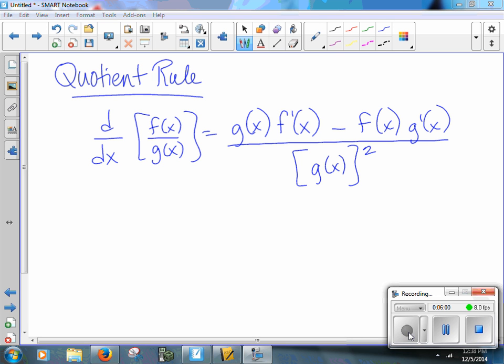Now, this is the formula. I don't know about you, but when I look at this, it's kind of like, what? It looks a lot like the original, but what's different? The product rule, we add, right? The quotient rule, we end up subtracting and dividing by a square. Do you think there's any correlation with multiplication and addition?